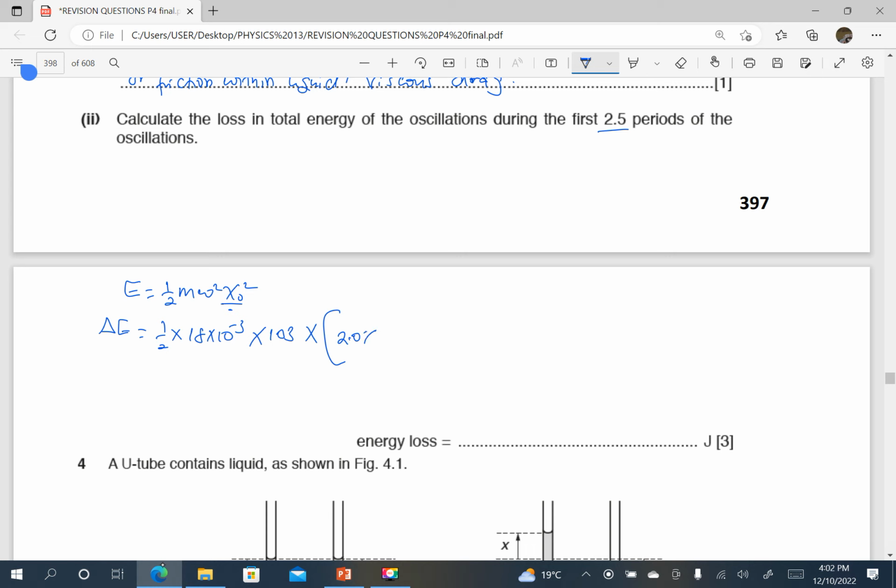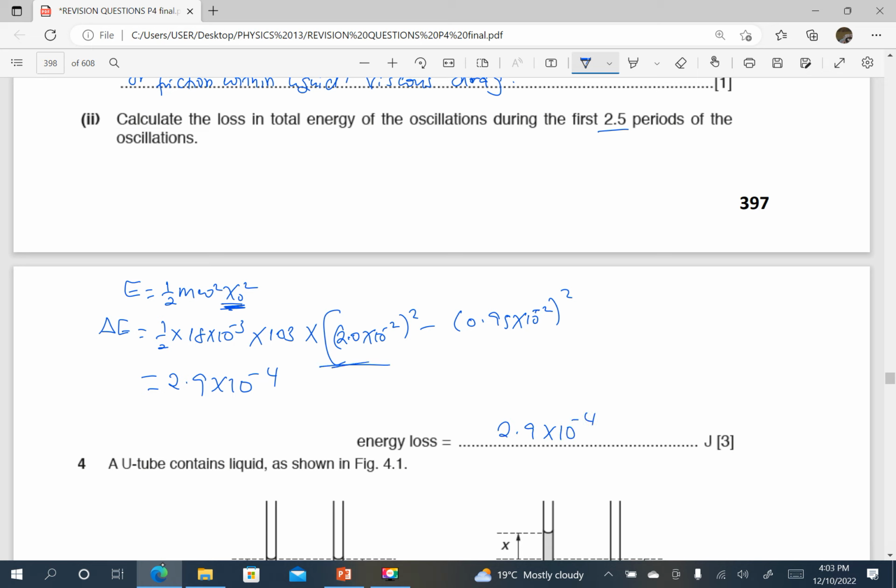Initially it is 2.0 times 10 power negative 2, squared, minus, we are getting a difference in the x naught squared. The next one is after 2.5 cycles, 0.95 times 10 power negative 2, and that is also squared. Or you can find the energy at the start and the energy after 2.5 cycles. I'm just checking my calculator. So from my calculator, I am getting 2.9 times 10 power negative 4. You can also check yours, 2.9 times 10 power negative 4.